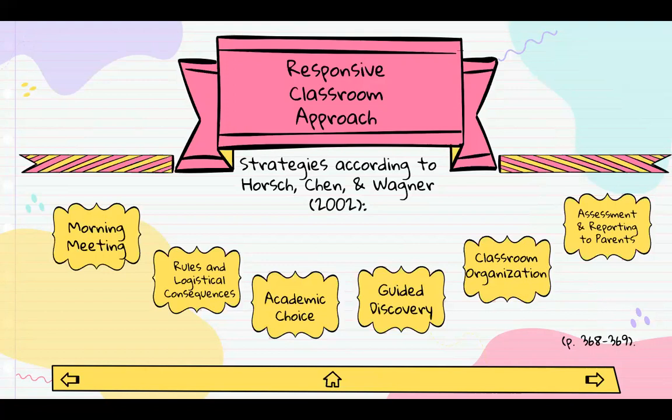Each of the 6 strategies listed are according to the authors Horst, Chen, and Wagner from the article titled The Responsive Classroom Approach, A Caring, Respectful School Environment as a Context for Development.